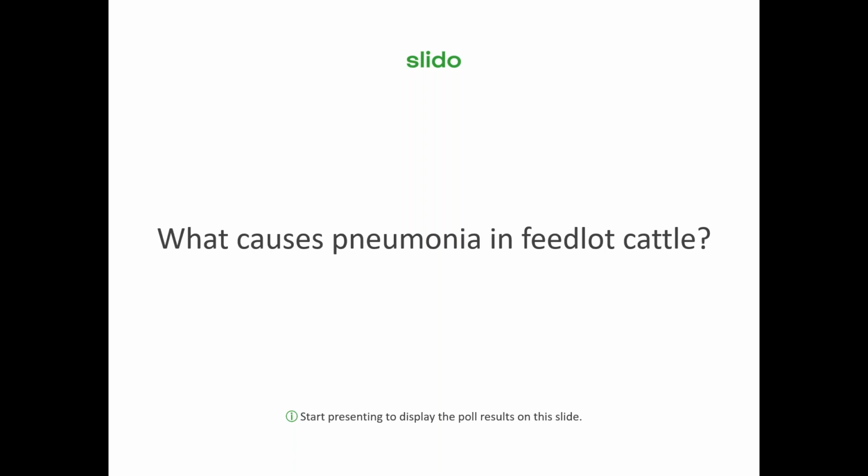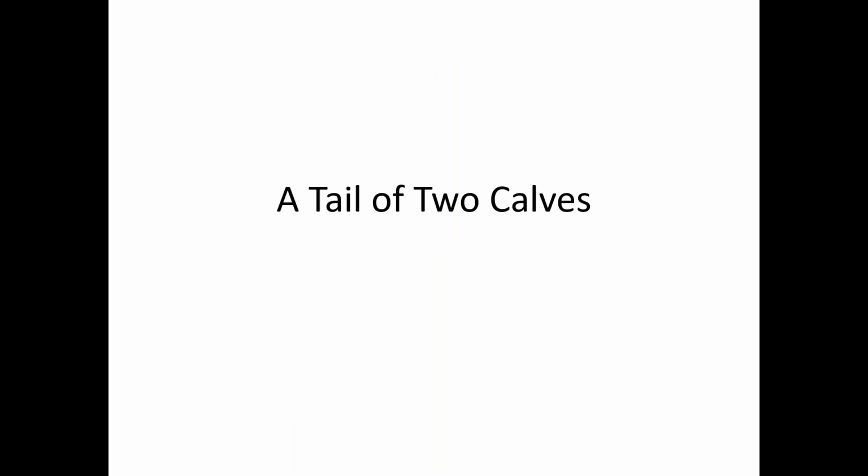So if anybody wants to do a little bit of math sometime, take 0.016 times 30 million and see how many animals die of pneumonia in the feedlot. It's a big, big, big, big problem for the US beef production system. And we're going to talk today a little bit about why pneumonia happens in feedlot cattle.